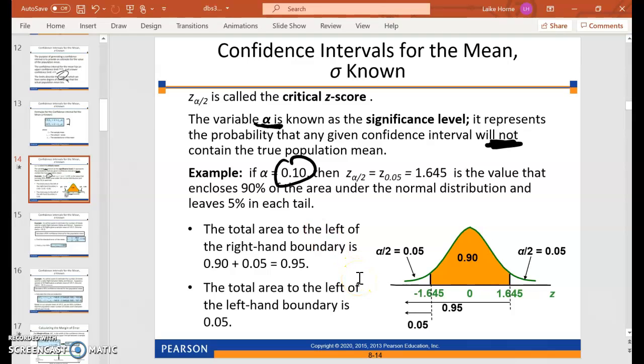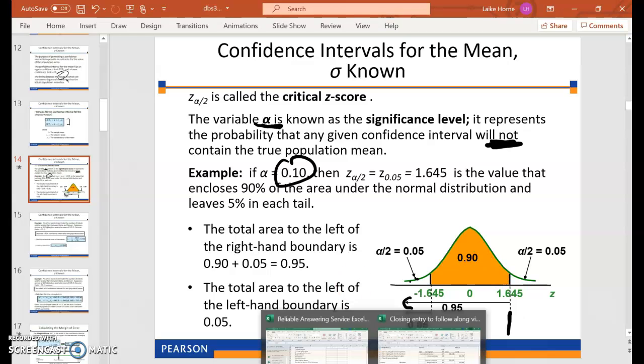Now, how did we get that z value? Well, think about it. If we want to get z here, the critical value, we would want to look at the probability all the way from that and back. So right here we have 0.90, and right here we have 0.05. So if we wanted to know the z-score all the way up to that, we would do 0.90 plus 0.05, and that would give us 0.95.